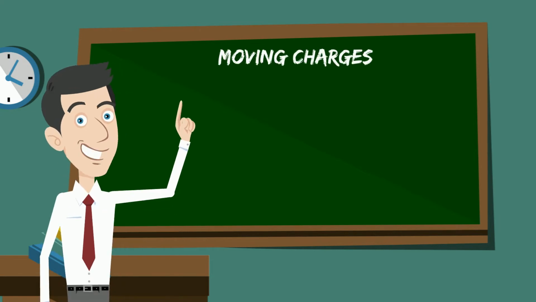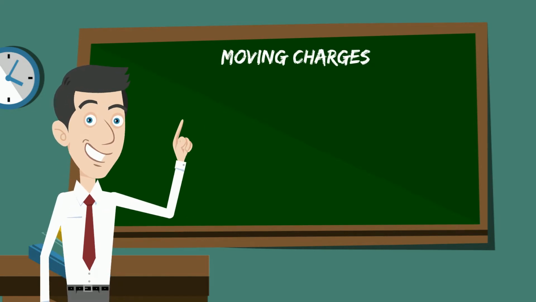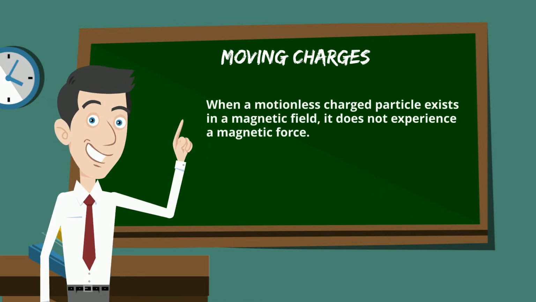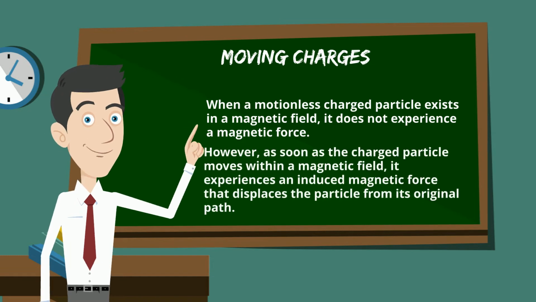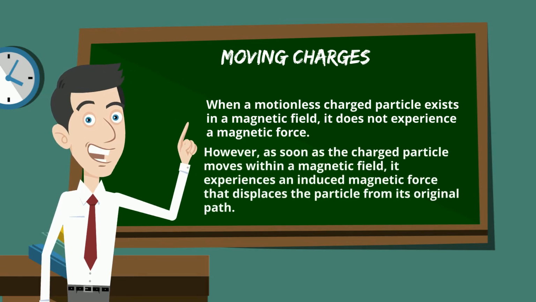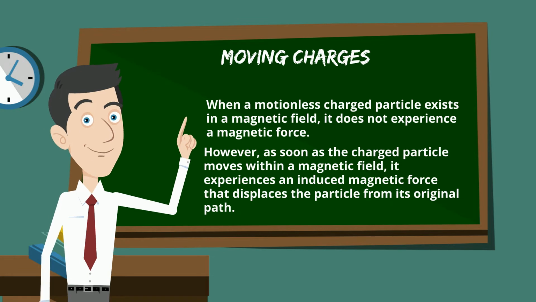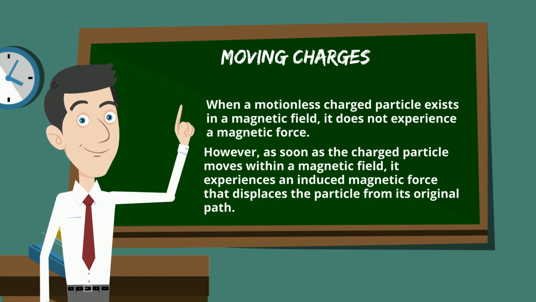No force is experienced by a charge that is not moving. So, when a motionless charged particle exists in a magnetic field, it does not experience any magnetic force. However, as soon as the charged particle starts moving within a magnetic field, it experiences an induced magnetic force that displaces the particle from its original path.